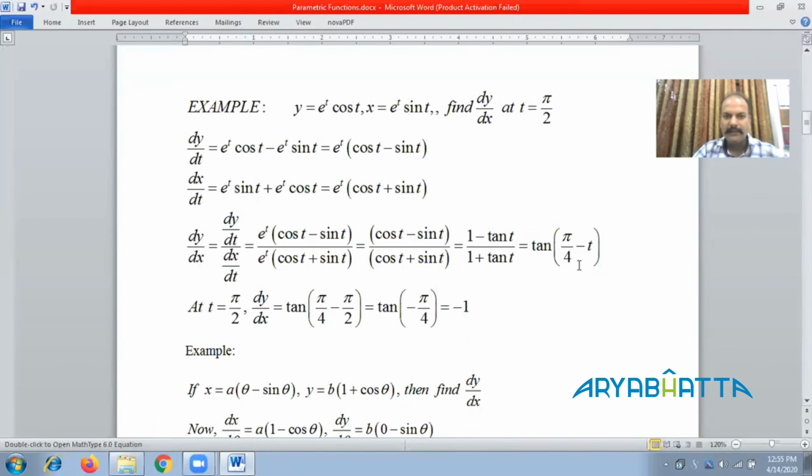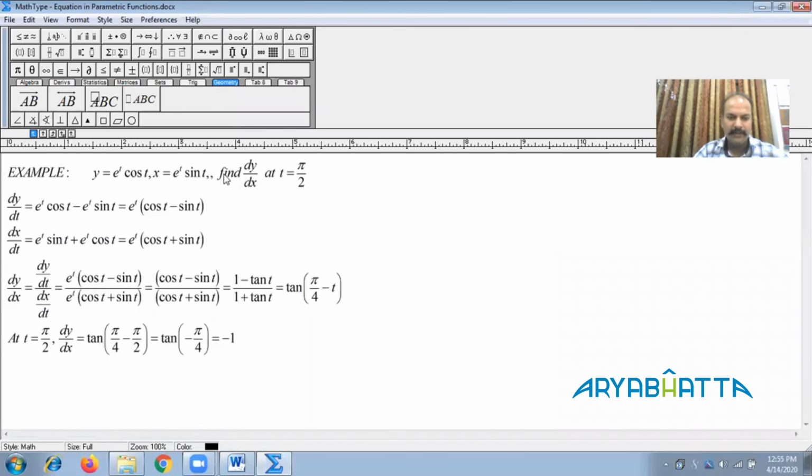Yes, we have y equals e raised to power t cos t and x is equal to e raised to power sin t. You need to find dy upon dx at the point, say, t equal to pi by 2. First of all, I go for dy upon dt. This is a product of two functions, so product rule we will use here. This is cos t as it is, derivative of e^t is e^t, minus then e^t as it is, derivative of cos is minus sin. So this is e raised to power t common, cos minus sin, and similarly for dx upon dt, e raised to power t as it is, derivative of sin is cos, and sin as it is, derivative of e^t is e^t. So it is common, cos plus sin.